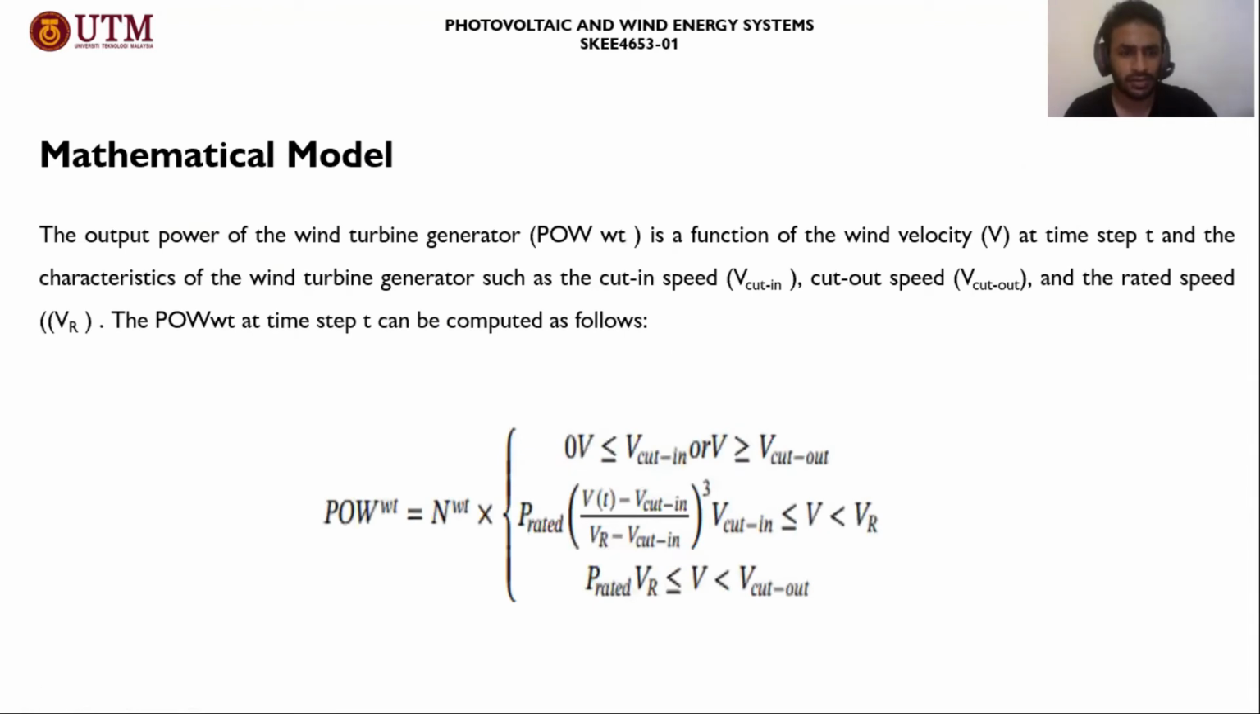So this is a mathematical model. The output power of the wind turbine generator is a function of the wind velocity at a time step t, and the characteristics of the wind turbine generator, such as the cut-in speed, V cut-in, the cut-out speed, V cut-out, and the rated speed, VR. Then the output energy at a time step t can be computed as follows, as in this model.